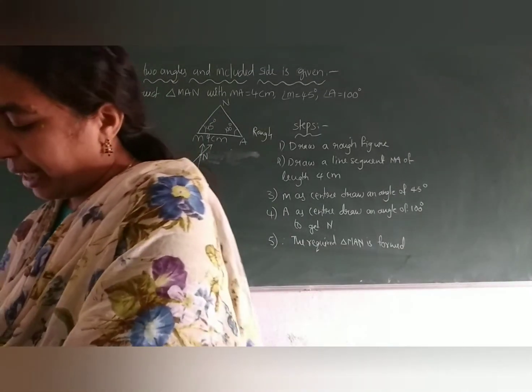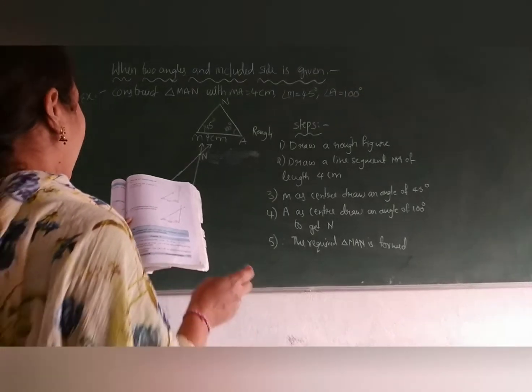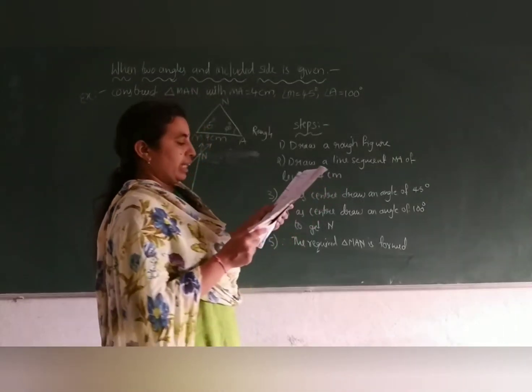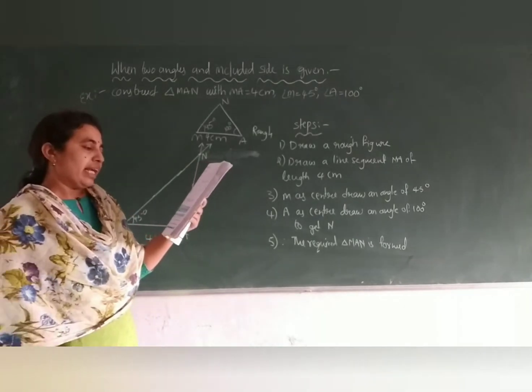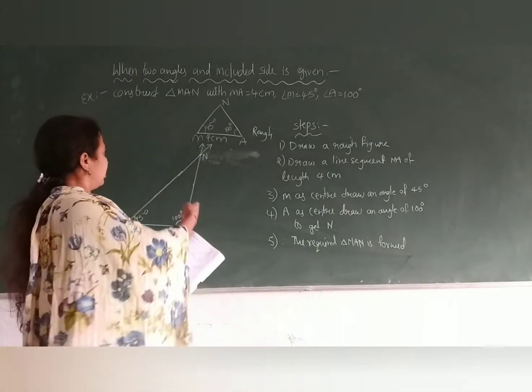So using same like this only, you have exercise 3 problems. Exercise 3 is same like these problems only. Construct triangle NED with measurements NE 6.4 cm, angle N 50 degrees and angle E 100 degrees. This is same like this one only.